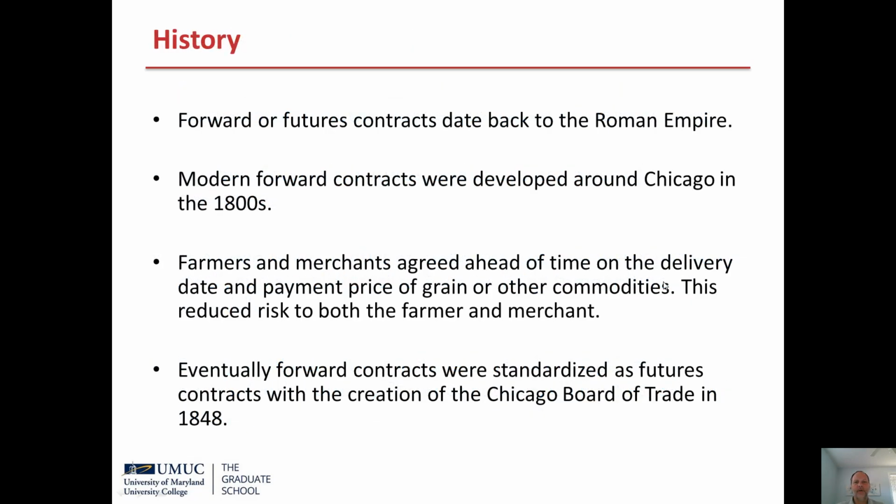Forward or futures contracts date at least back to the Roman Empire. Modern forward contracts were developed around Chicago in the mid-1800s in the United States. Before the advent of forwards, a farmer might produce grain or corn or cattle, take it to Chicago, and try to find somebody to buy it.